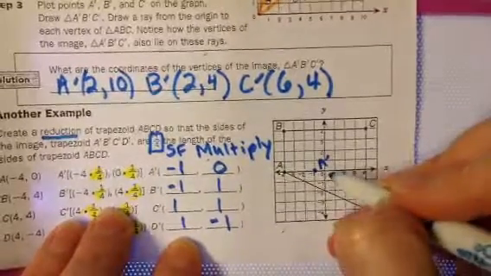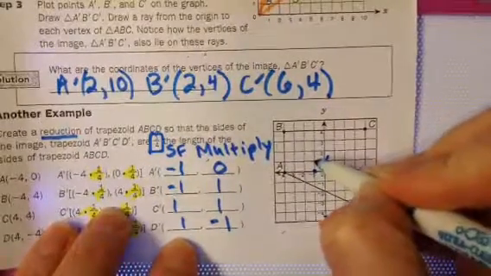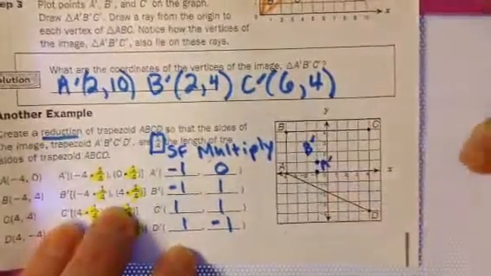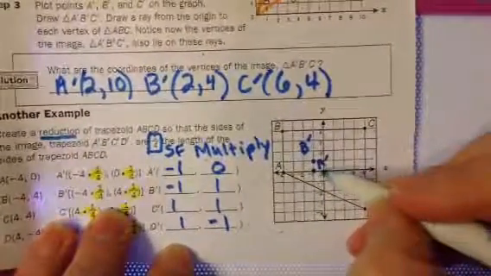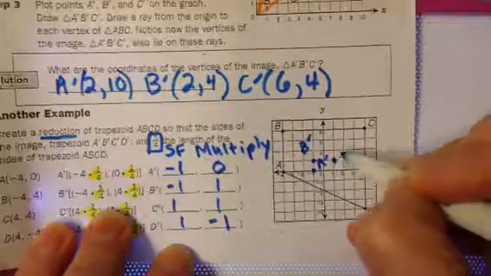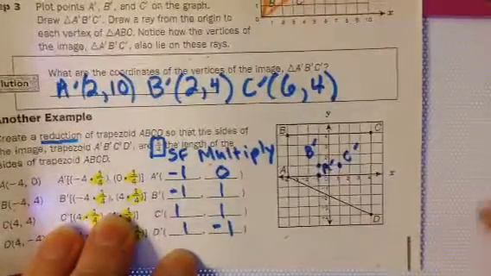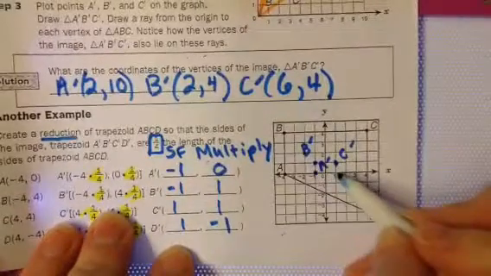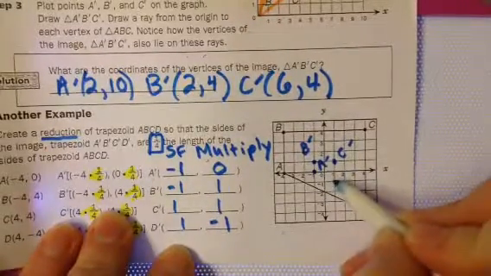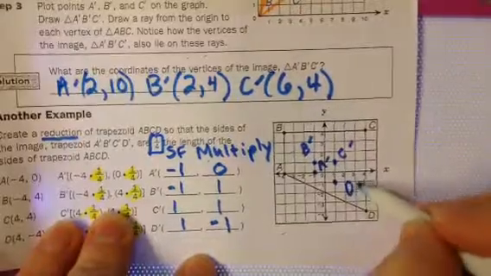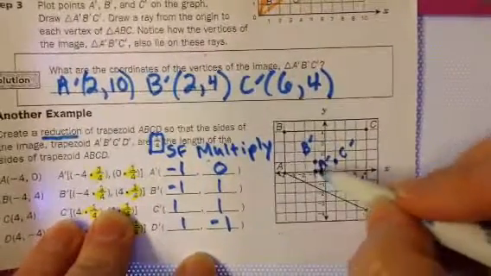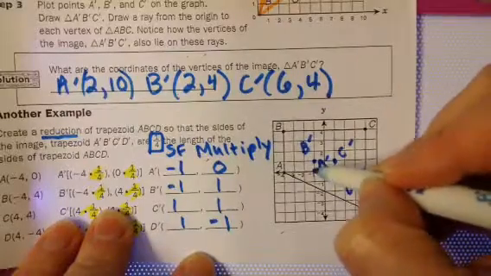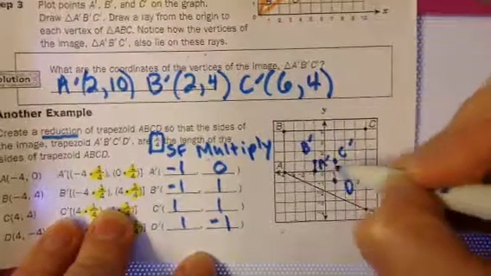-1, 1. So I'm going left and up. And that is B prime. 1, 1. Right up is C prime. It is so little. And 1, -1. 1 and down. Okay. And that would be D prime. Okay. Well, that A is in the way, but okay. I'm going to draw it.